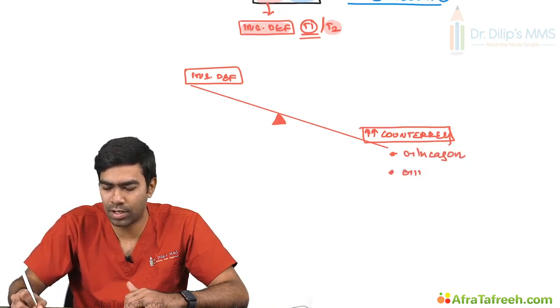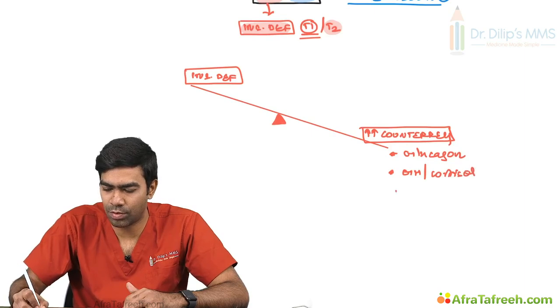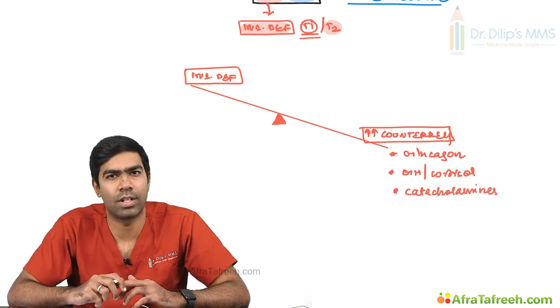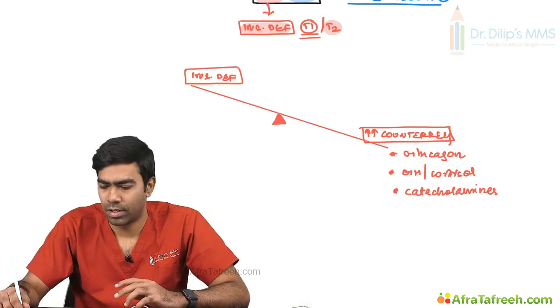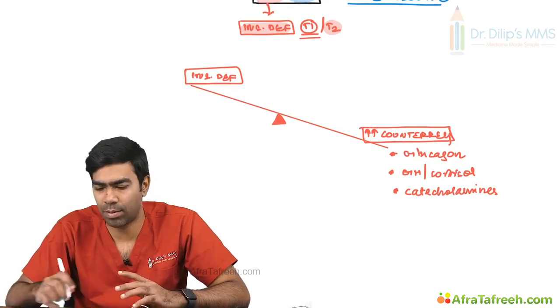And we have other counter-regulatory hormones in the form of growth hormone, cortisol, and catecholamines. All are going to increase the blood glucose and they're going to antagonize the insulin action. We know insulin is an anabolic hormone, whereas the counter-regulatory hormones are basically catabolic hormones.